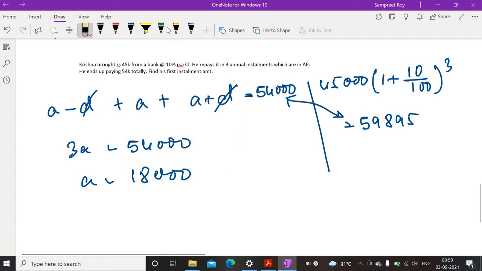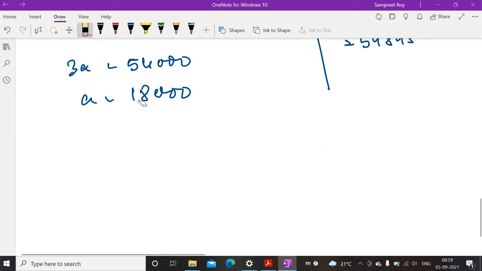Now, we only have the value of a, right? But we don't have the value of d. So how can we calculate this first installment? Let's see. We have one equation. Let's try to generate another equation. We paid 54,000, but what we were supposed to pay was this amount, right? 59,895.